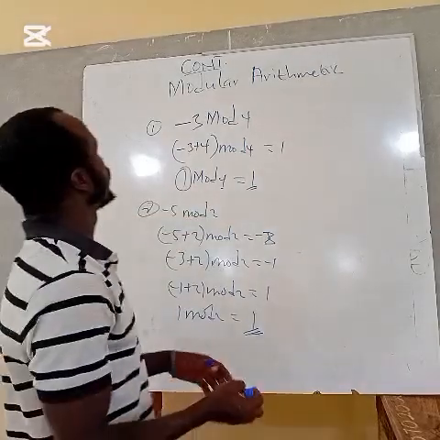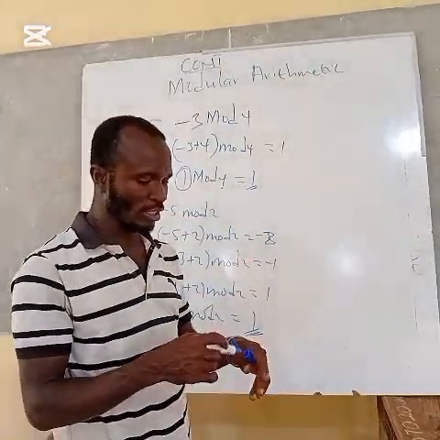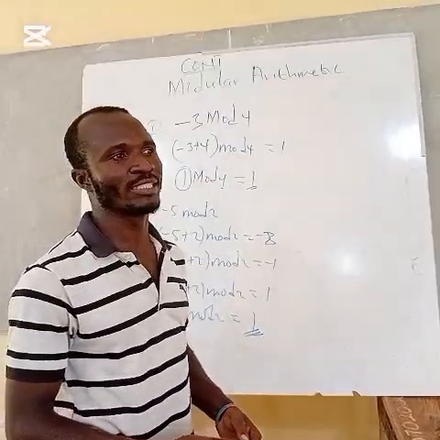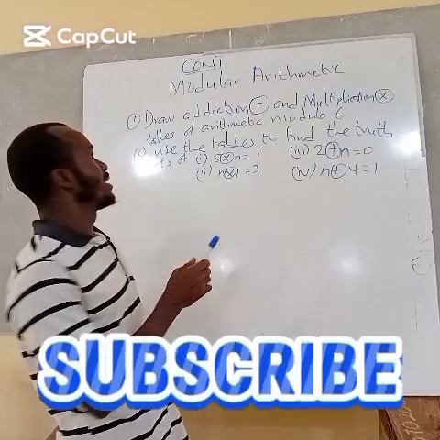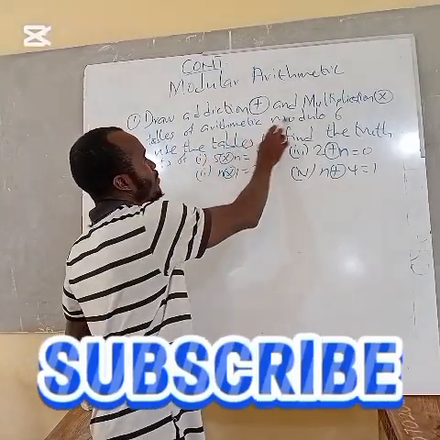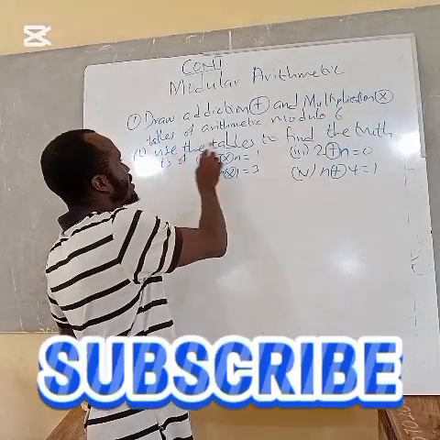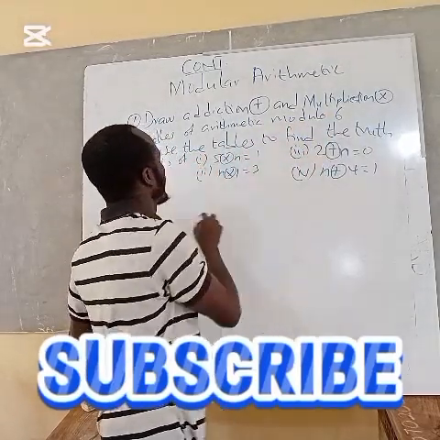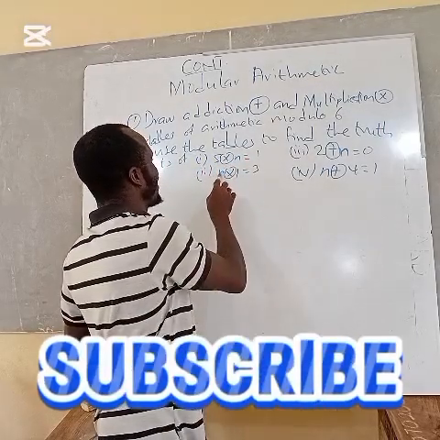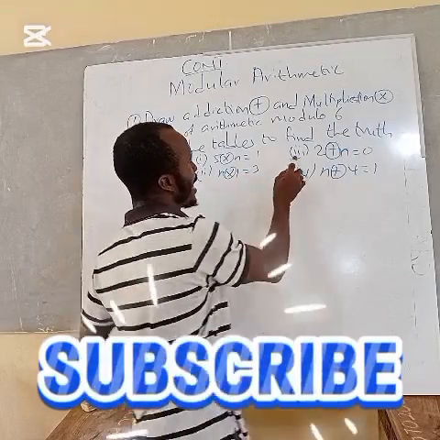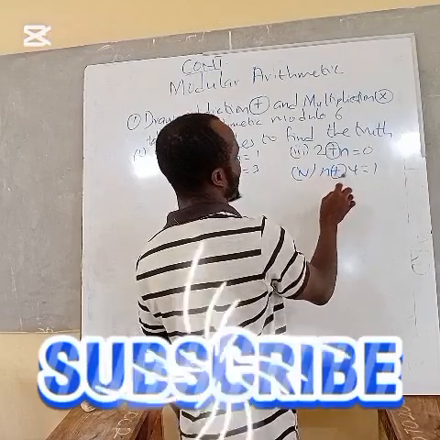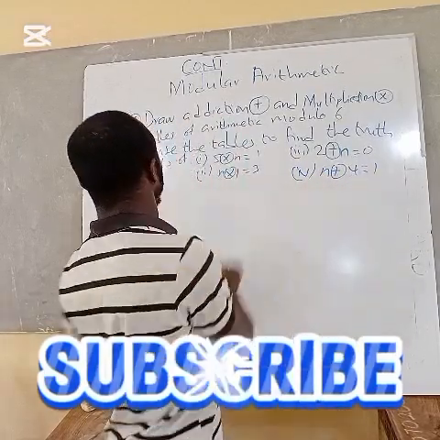Now let's continue with how to use this information to draw an addition and multiplication table for modular arithmetic, and use the table to solve questions. A typical question: draw the addition and multiplication tables of arithmetic modulo 6. Then B says use the tables to find the truth sets of: (i) 5 times n is equal to 1, (ii) n times 1 is equal to 3, (iii) 2 plus n is equal to 0, and (iv) n plus 4 is equal to 1. With the table, we can solve this question.